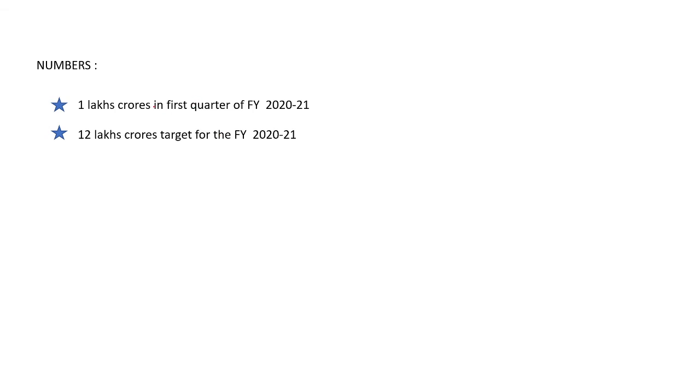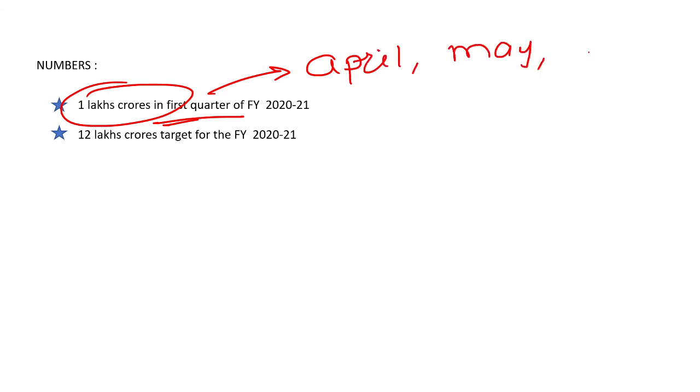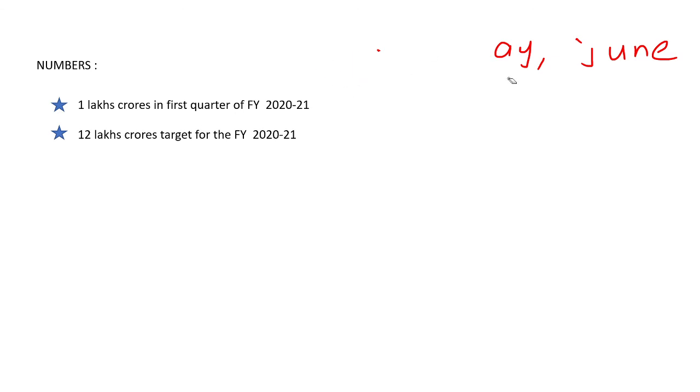Now next let us talk about some numbers. For the first quarter of the year, government has decided to purchase 1 lakh crore rupees of bonds. The first quarter comprises April, May, and June. So for these 3 months, government on behalf of RBI has decided to purchase bonds of 1 lakh crores, which is a small part of government's target for the year 2021. Government's target for the complete year is around 12 lakh crores, out of which they want to purchase a small amount in the first 3 months of the financial year 2021.